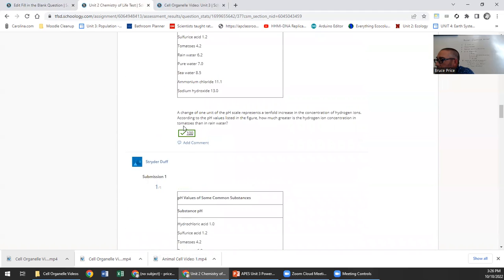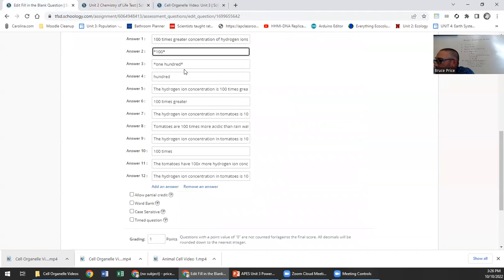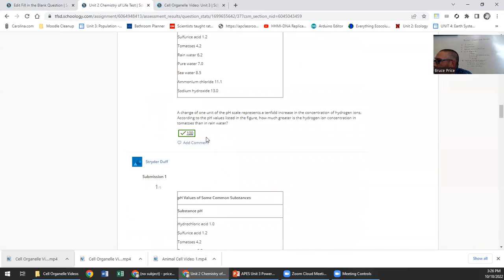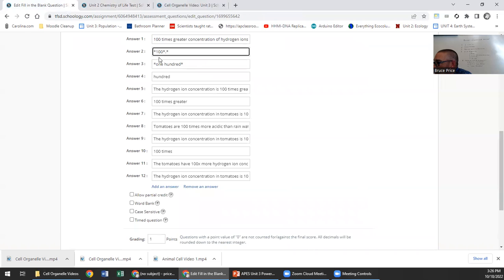That's unacceptable to me. What they should type is a sentence restating this. The hydrogen concentration from tomatoes to then rainwater is 100 times greater, period. So I would actually do two things. I'd have another wildcard here. I'd have them actually type a sentence. And so what it created was a culture of, hey, I want you to tell me the answer. I want you to restate the question, and I want you to have a period at the end.